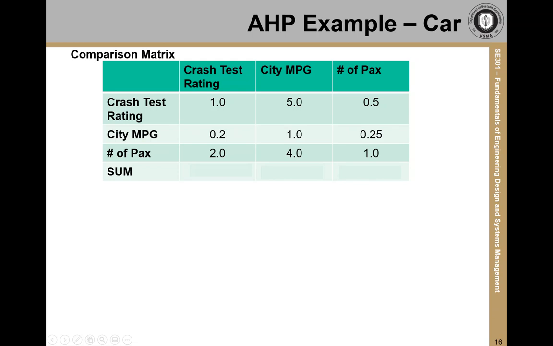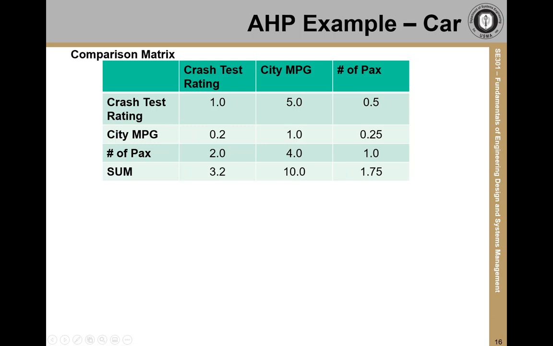All right, hopefully everyone saw how that worked. I just did a 1 over and then mapped directly on the diagonal. So here, crash test rating to city miles per gallon got a 5.0, so then it should be 1 over 5.0, which is 0.2. So that's how we calculate out the bottom left-hand side of our pairwise comparison matrix. And then we take the sum. So we sum each column, and that's how we come up with 3.2, 10.0, and 1.75.